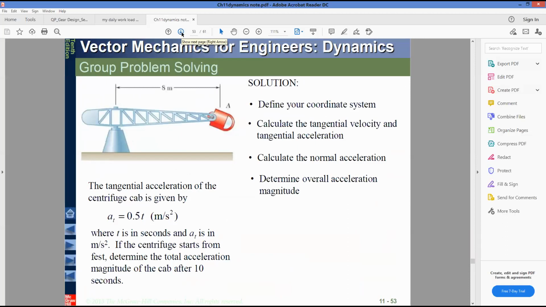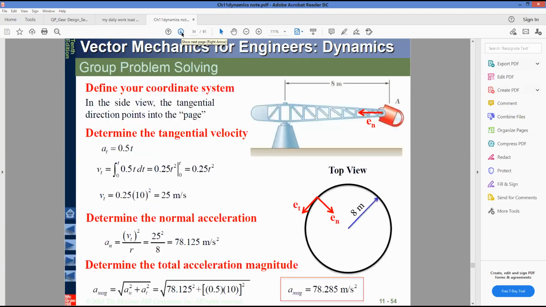So here, first what we have to do, the procedure is first identify the coordinate system, then calculate the tangential velocity and the tangential acceleration, and then also calculate the normal acceleration. Okay. So this is the problem for you.